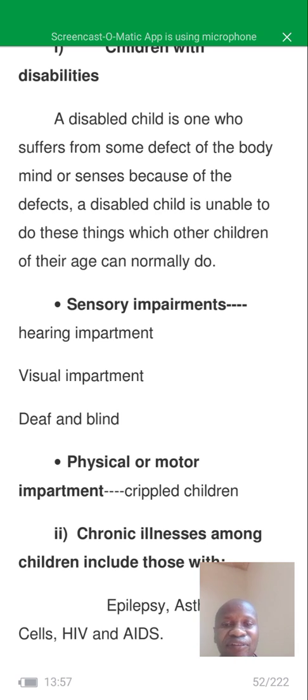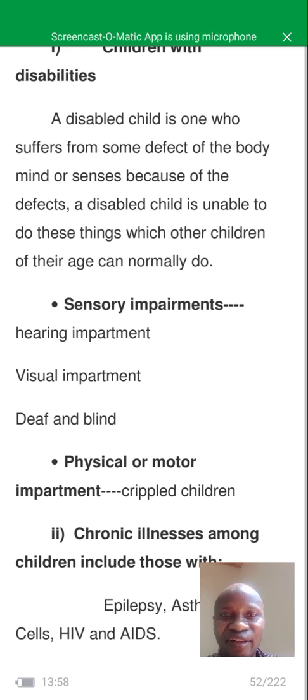Then you have another type of disability which they call the physical or motor impairment. This one they call crippled children. What are crippled children? I think you know what a physical impairment is. It means that the child has some damage on what? On parts of the body, and they cannot function as well as they are supposed to. So usually this type of children are referred to as crippled children.